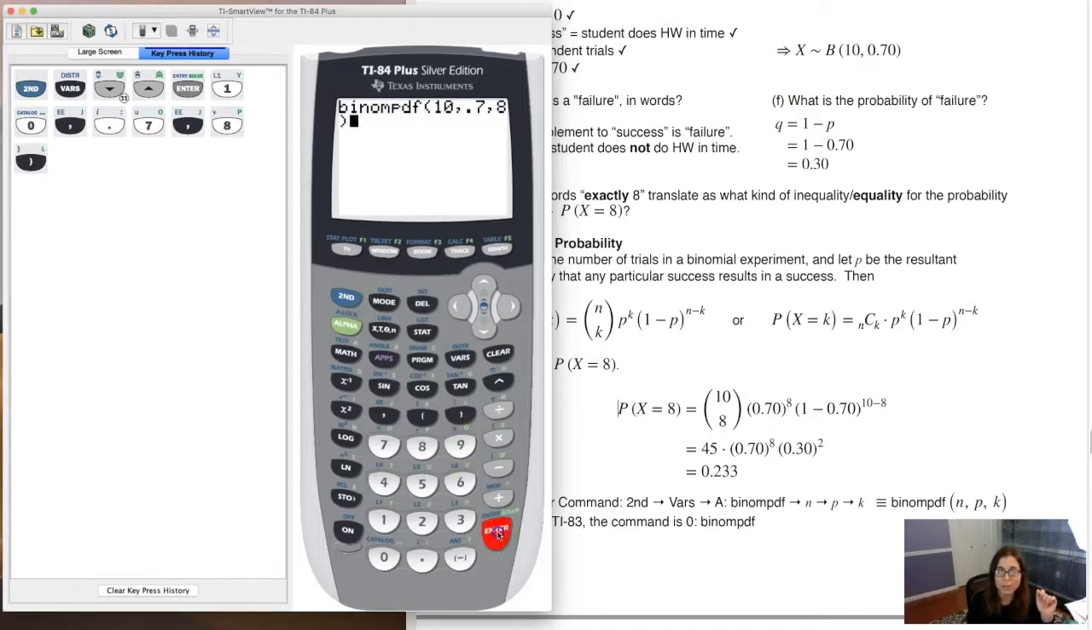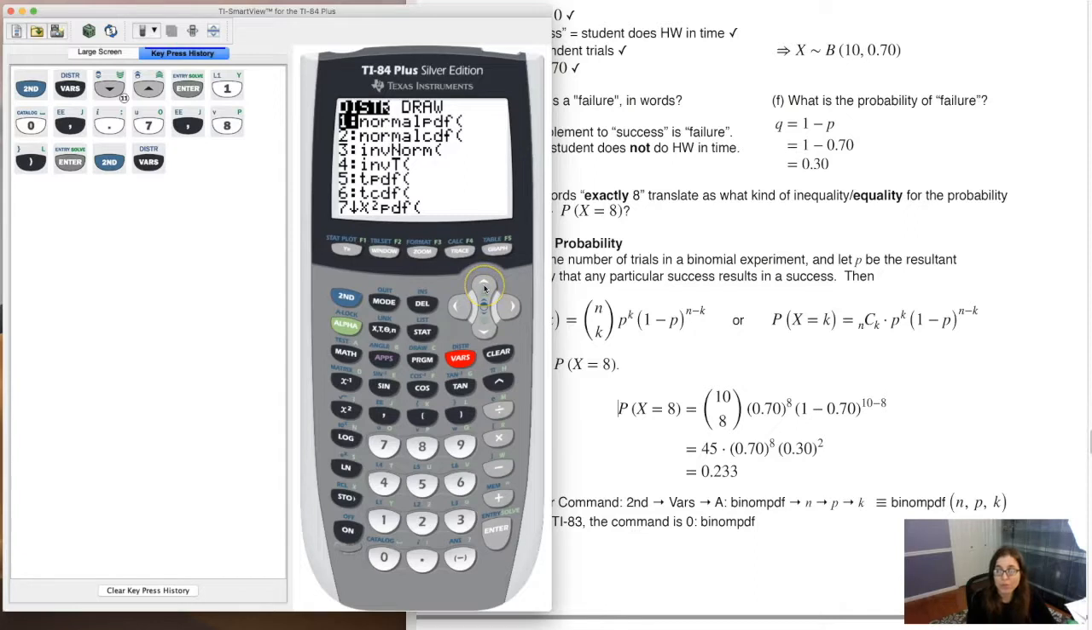I'm going to close that parentheses, and when I hit enter, you see 0.233. And one thing I want to mention before we get out of here: not all calculators will have the binomials in the same spot. I have this TI-84 from a few years back, so mine is in option A. And some of you, especially I think the TI-83s, I think they're in option 0. So just be on the lookout. It's somewhere in your list, but you'll have to find it.